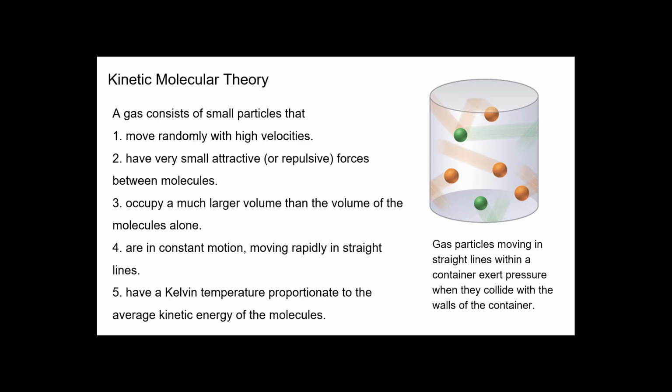And then Kelvin temperature has to do with the average kinetic energy of the molecule. So they take an average of all the speeds of molecules in, let's say, a container. Now, average means that there's some going faster and some going slower. They take the average of that. And what they found is that the speed of the molecules is affected by the temperature.